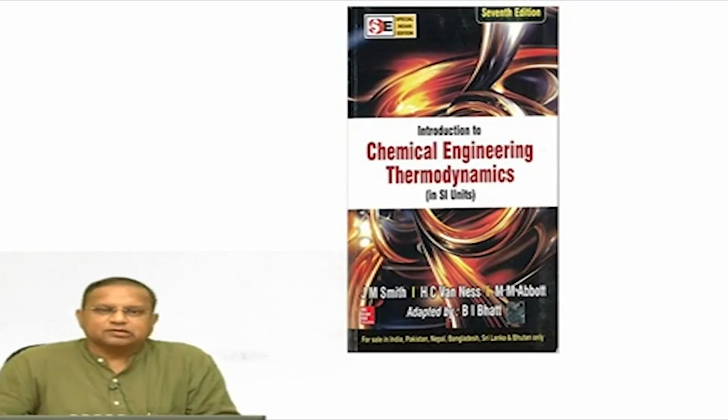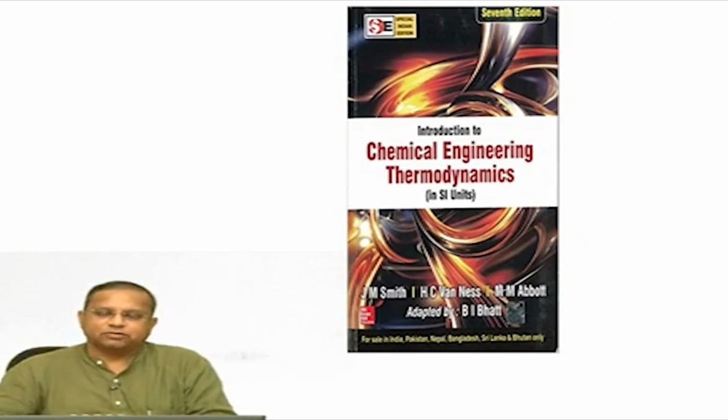Coming back to this course, this is going to be your textbook for this course. It is Introduction to Chemical Engineering Thermodynamics. It's an old book. It's a convenient book. Let me put it that way. It was my textbook maybe many decades ago, a different version of it. It's by Smith, Van Ness. It used to be Smith and Van Ness earlier. It is now Smith, Van Ness and Abbott, the 7th edition. There's a special Indian edition now available, which has been adapted by B.I. Bhatt. This is going to be your textbook.